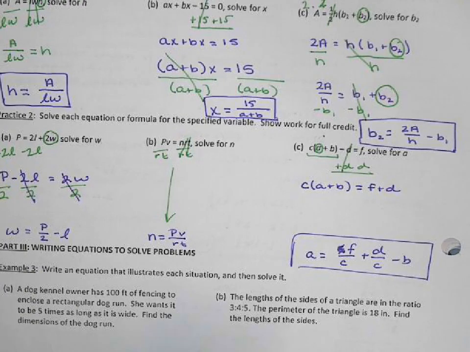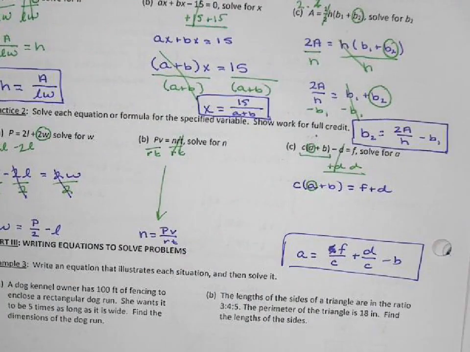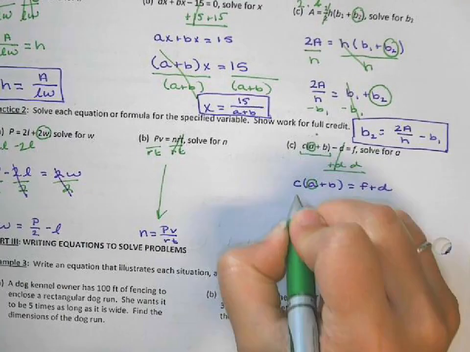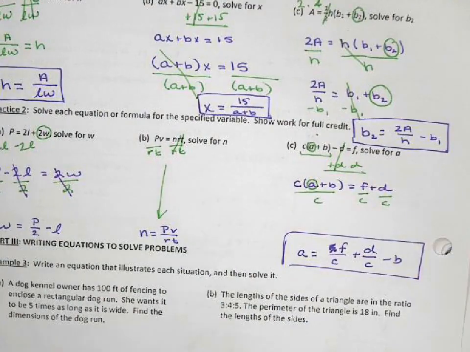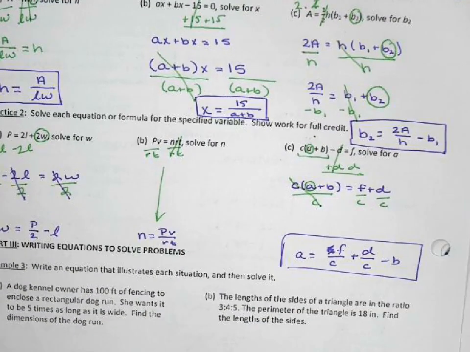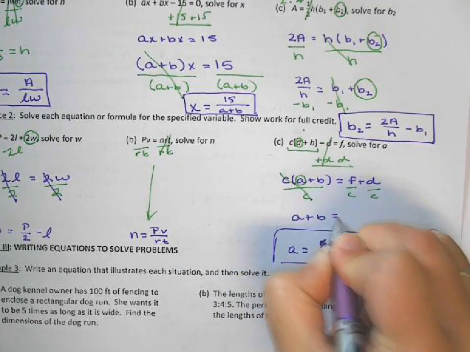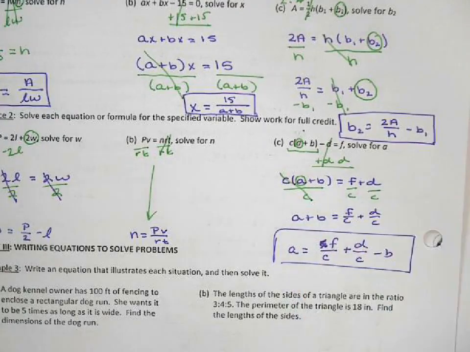Next, since we're trying to get the a, which is inside those parentheses alone, try to get the parentheses alone. What's happening to the parentheses right now? They're being multiplied by c. So we divide by c on both sides. And I'm going to divide each term by c over here. So my c's go away there. I'm going to have a plus b is equal to f over c plus d over c.